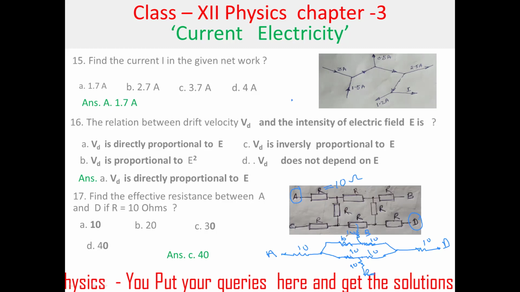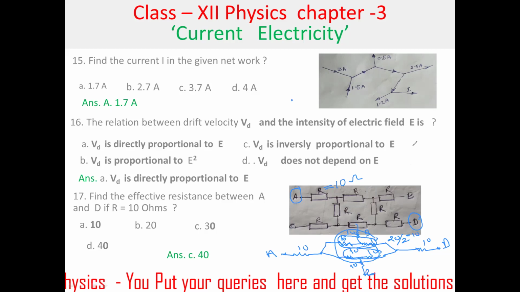So in series, the equivalent would be 10 plus 10, 20. Here also it will be 20. And again, these 20 resistances are in parallel circuit. So their equivalent resistance would be, what? 20 by 2. So it would be 10.